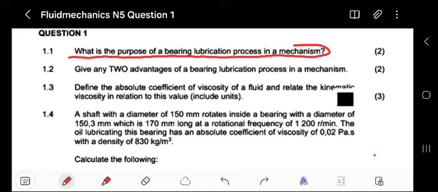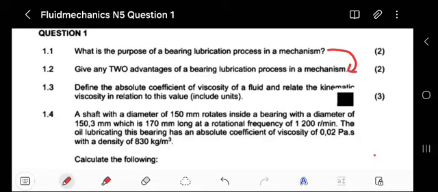Question 1.1.1 asks: what is the purpose of the bearing lubrication process in a metal? Obviously, the purpose is to reduce friction. It is to allow the objects, not the two metals, to slide without direct contact. It is to prevent friction heat from taking place. Things like that, but as you can see, these typically work hand in hand.